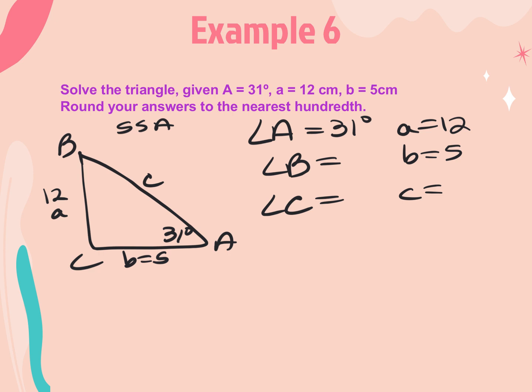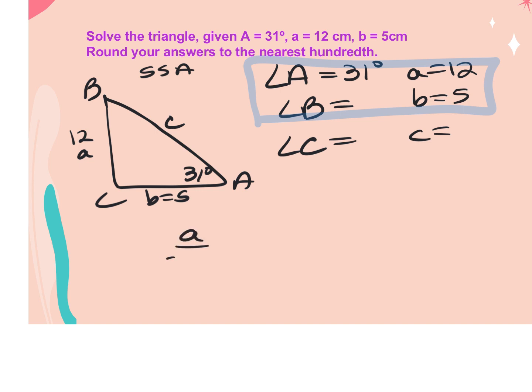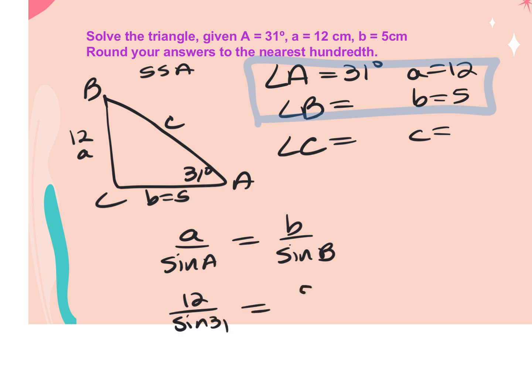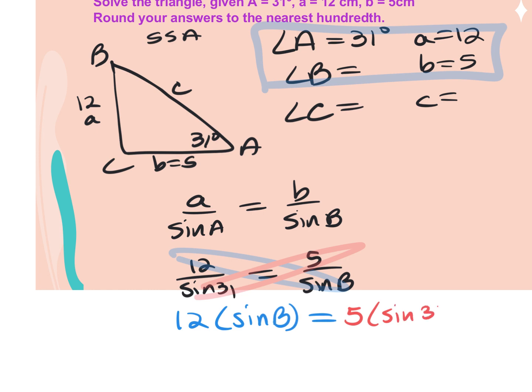Okay, so again, this is where I've got my 3 numbers. So I'm going to be finding angle B first. So I'm going to set it up as A over the sine of A equals B over the sine of B. And I'll fill it in. So 12 over the sine of 31 equals 5 over the sine of B. I'm going to cross multiply. And I get 12 times the sine of B equals 5 times the sine of 31.